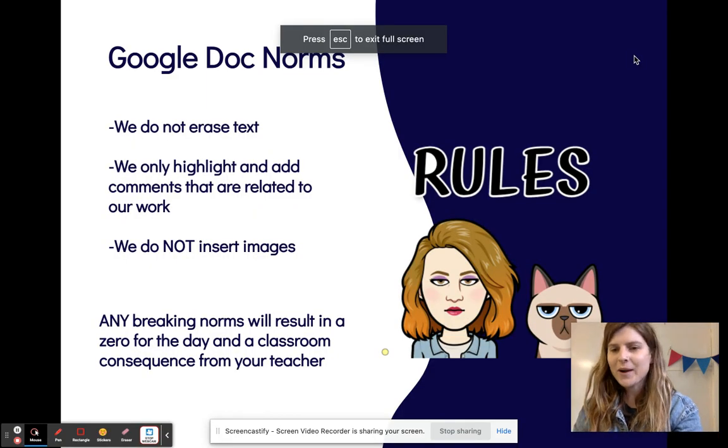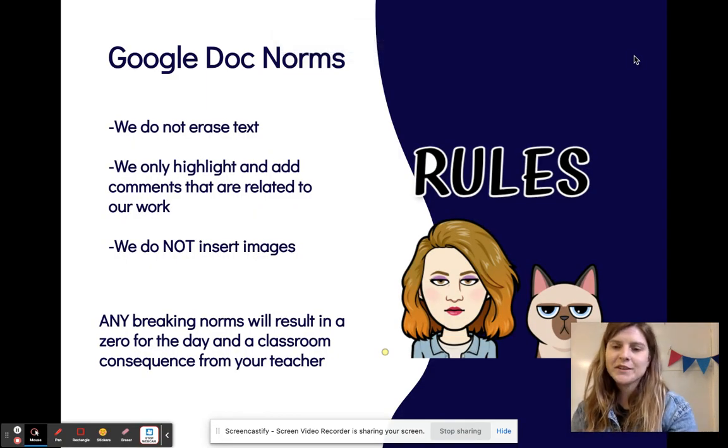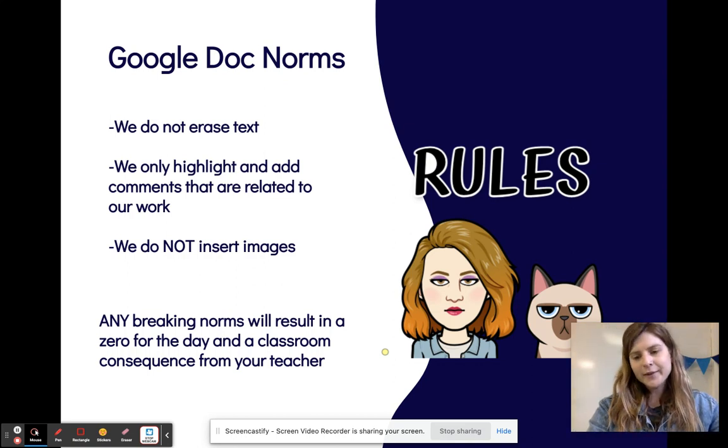But before we do, I do want to discuss some Google Doc norms. These are rules that are non-negotiable. We will have a Google Doc that we're going to use that has the text on it. The reason why we are practicing with a Google Doc this year instead of paper is because everyone will be taking the STAR online. So we want your practice to look as close to the STAR that you'll actually take as possible. Okay?